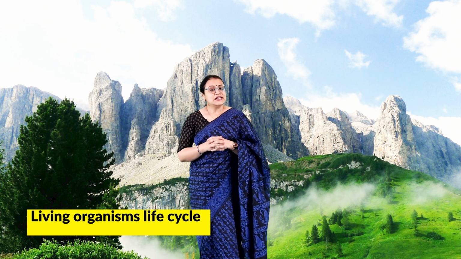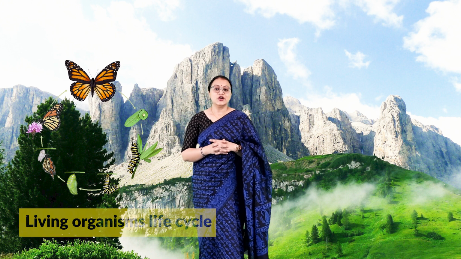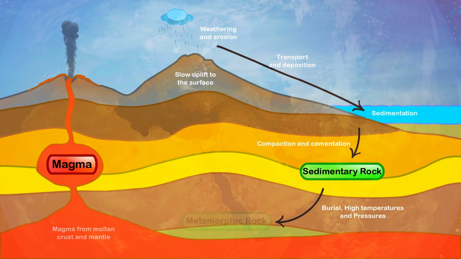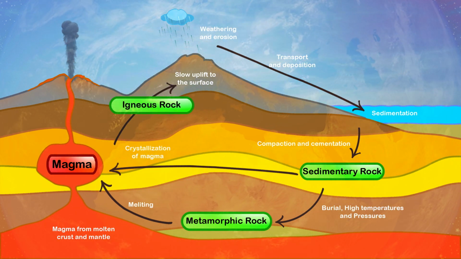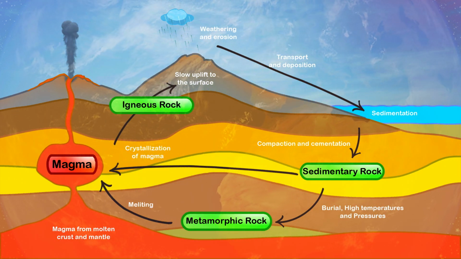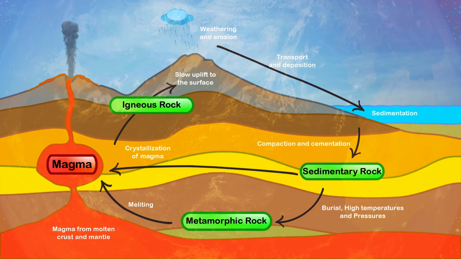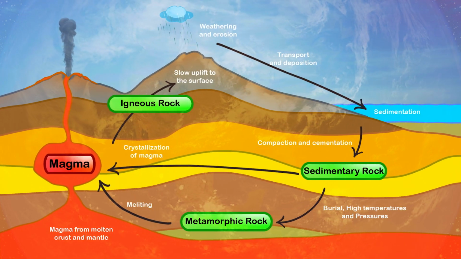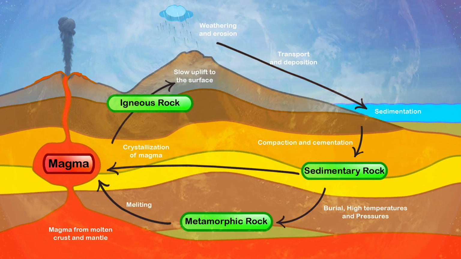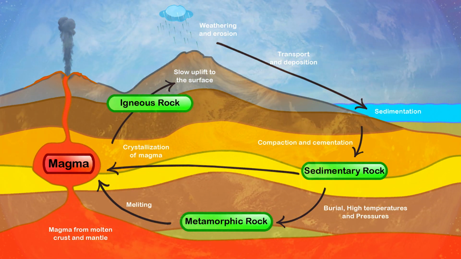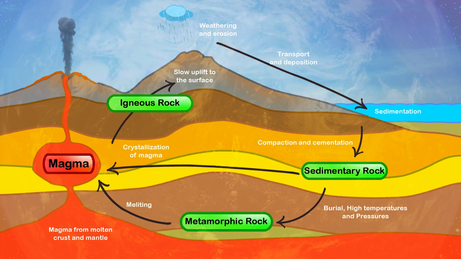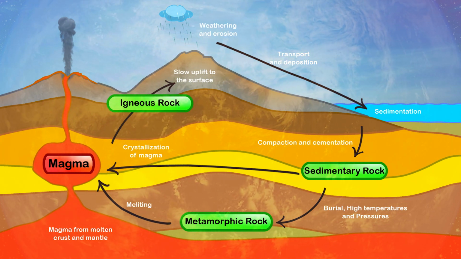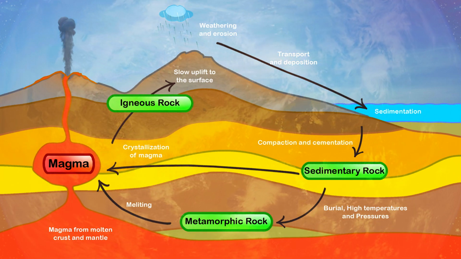Friends, as the living organisms have life cycles, rocks also go through a cycle. They do not remain in their original form for long. Igneous and metamorphic rocks, when denuded, can become sedimentary rocks. Sedimentary rocks, when subjected to intense heat and pressure, can become metamorphic rocks. And sedimentary rocks and metamorphic rocks can melt to form magma and then can become igneous rocks after solidification. In this manner, rocks change from one to another type.